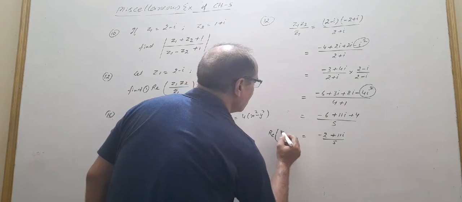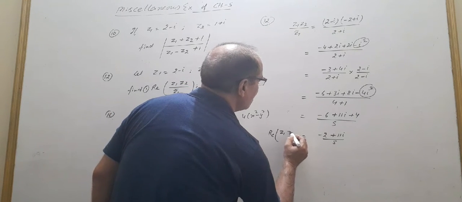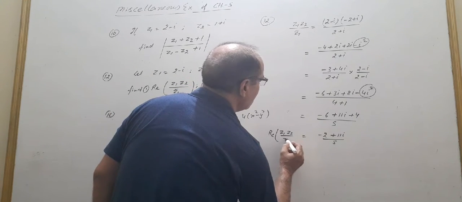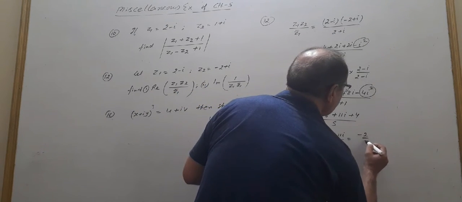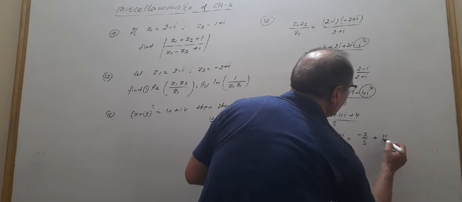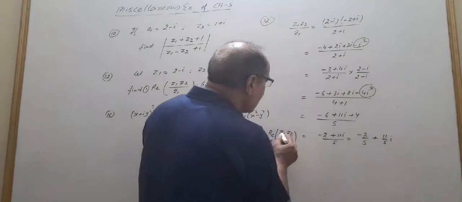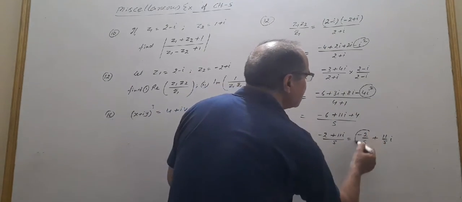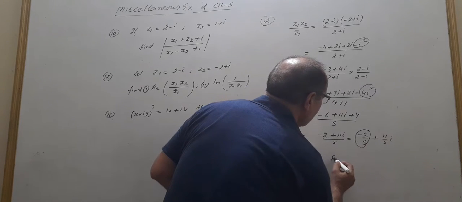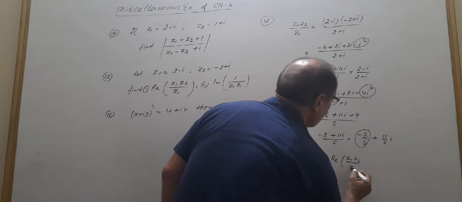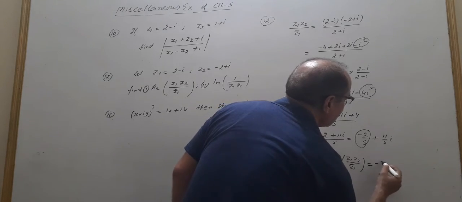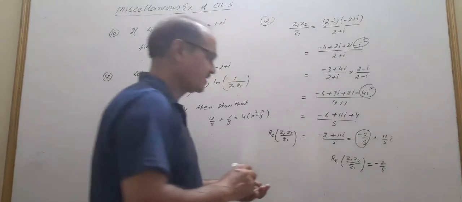So what is the real part of this product Z1 Z2 upon Z1 bar? It has two parts, one real and one imaginary. So what is the real part of this? The real part of this product is this much. Therefore, the real part of Z1 Z2 upon Z1 bar is equal to minus 2 by 5. So this is your result.